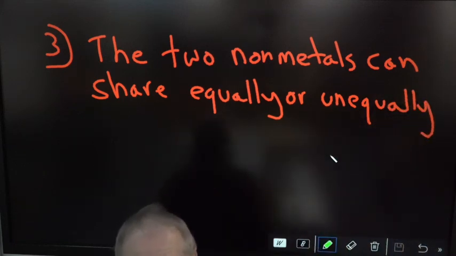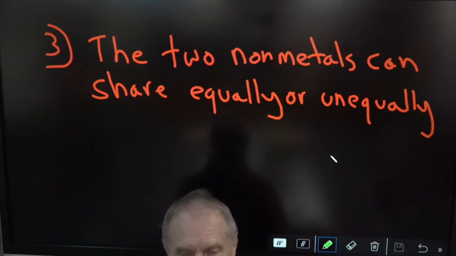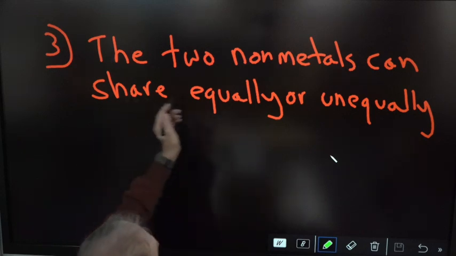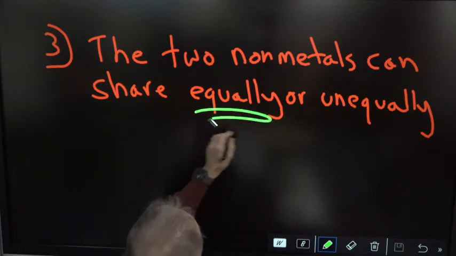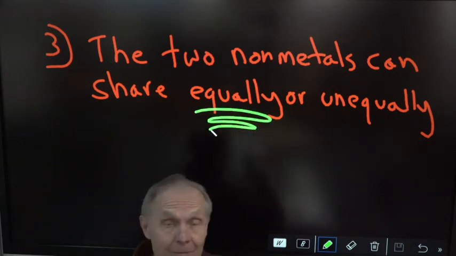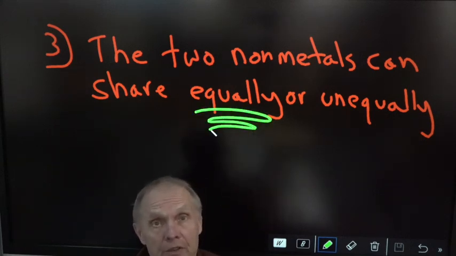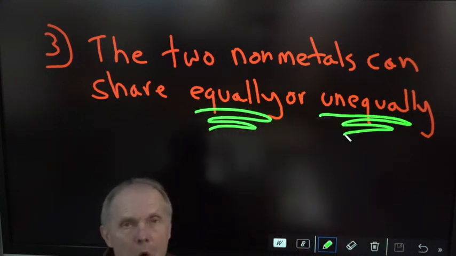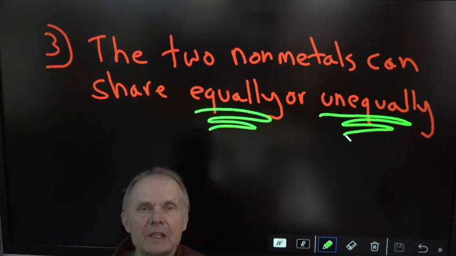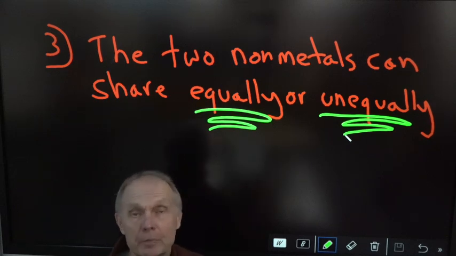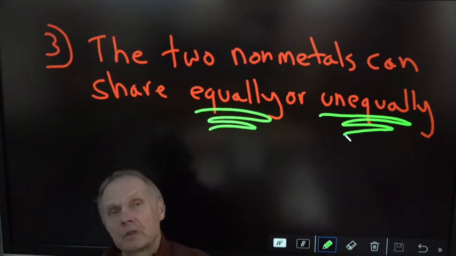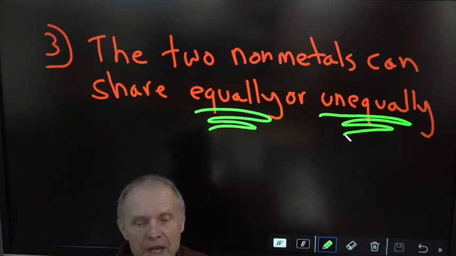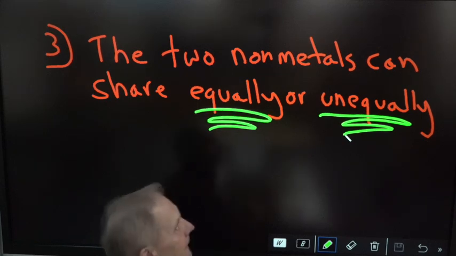So, there's 2 ways to share. The 2 nonmetals can share equally. In other words, both of them have the same electronegativity, so one can't pull harder than the other, or they can share unequally. One has a little bit more electronegativity than the other, so it's pulling a little bit harder. But remember, it can't pull the electron completely away. So they are sharing. So we're first going to go over unequal sharing.